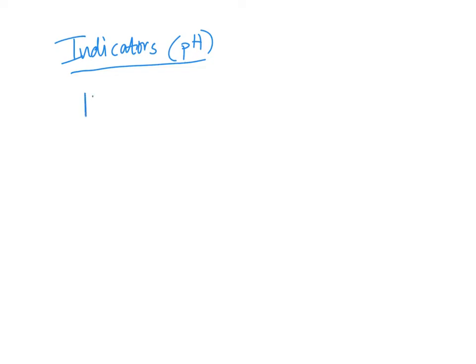So let's say that we have an indicator, and the indicator itself is a weak acid, so we'll label it just HIN as a weak acid, and that weak acid can go through an ionization into H plus and IN minus.